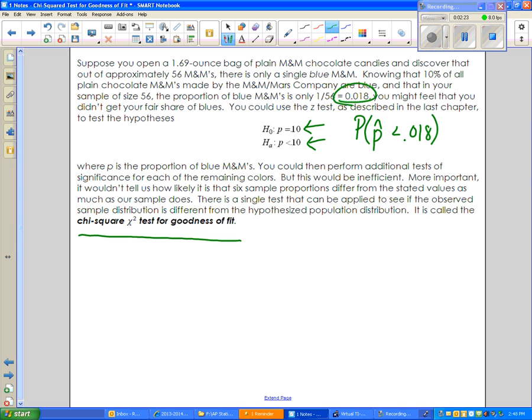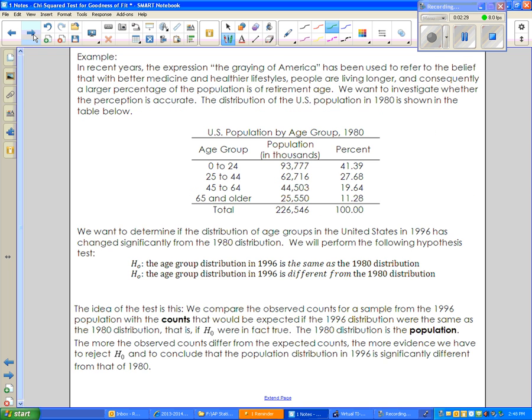And I think some people were saying that they actually have done this test in biology. So we're going to look at another example. In recent years the expression the graying of America has been used to refer to the belief that with better medicine and healthier lifestyles, people are living longer, and consequently, a larger percentage of the population is of retirement age. And we want to investigate whether or not this perception is actually true.